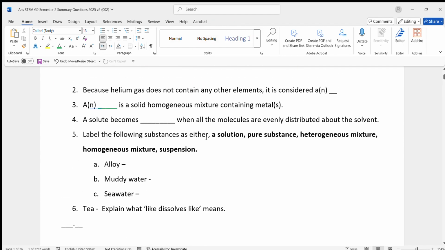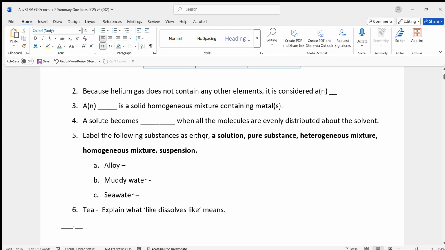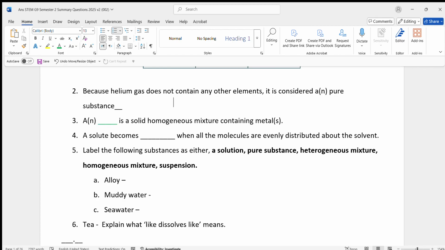When we go for question number two, it says because helium gas does not contain any other element, it is considered. Of course, if there is no other element, it means it's a pure substance. And a solid homogeneous mixture containing metal, you know that is called an alloy. One thing you need to understand: only steel is an alloy of the metal iron and the non-metal carbon. Otherwise the rest of the alloys are a mixture of metals.